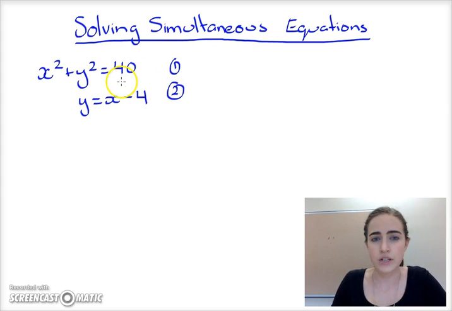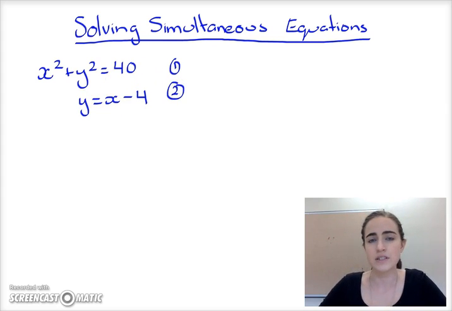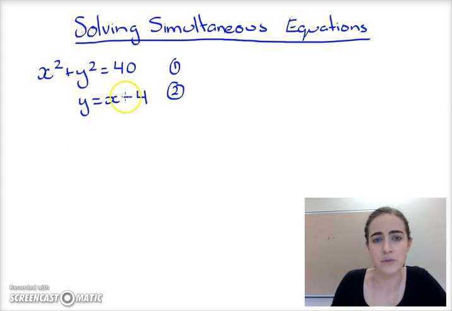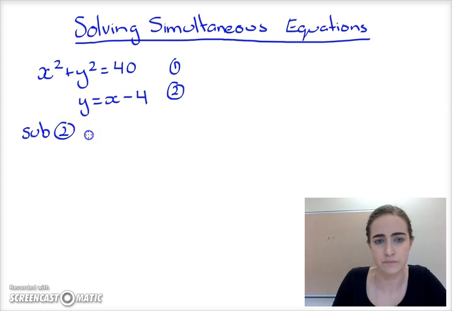Now we're going to substitute in. In our last example, it didn't matter which one we substituted in where, but in this one, it's going to have to be that we substitute equation 2 into equation 1. And that's because we've got y equals x minus 4, and we can put that in here. Whereas in these ones, we only have x squareds and y squareds, and we don't have anywhere to substitute them into equation 2. So we're going to do sub 2 into 1.